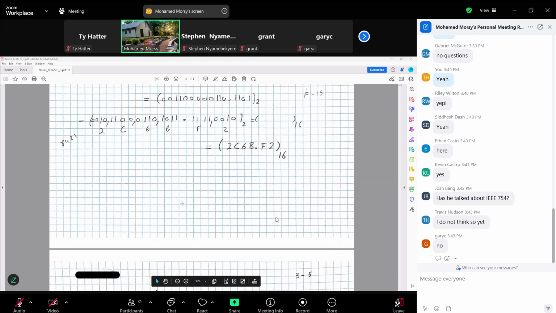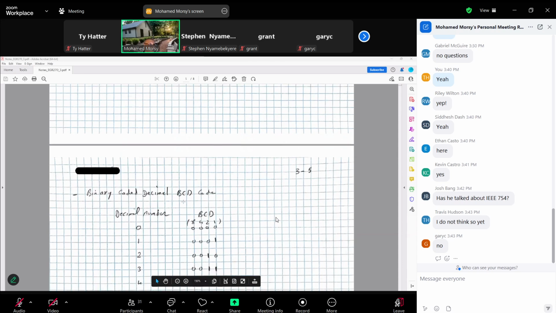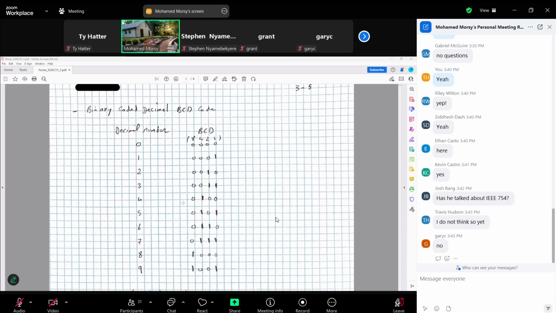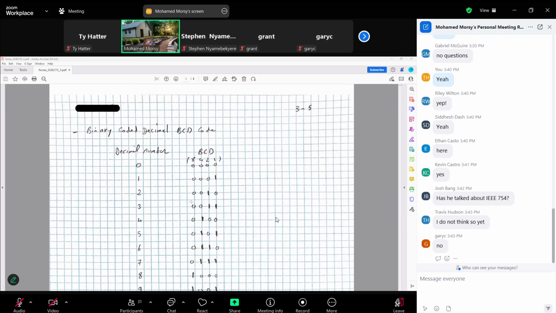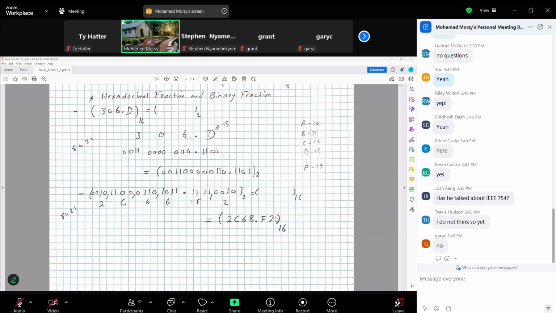Is this clear for fractions? Now we'll talk about... Any question, please? Any question here? Any question before we go ahead? Any question so far?